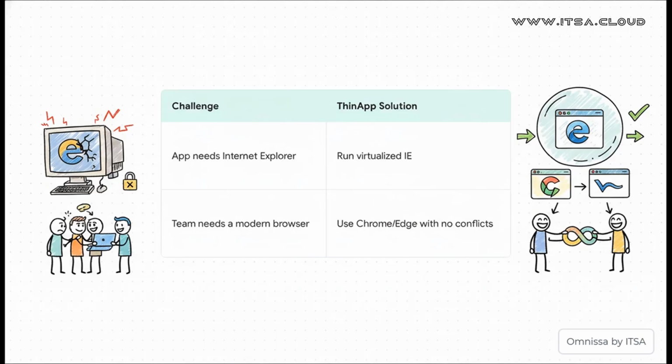Okay, here is a perfect real-world example. Let's say your company has this ancient but critical internal website that only works with an old, insecure version of Internet Explorer. That's a huge security headache. But with ThinApp, you just package that old browser into a bubble. Your team uses it only for that one specific website, while everybody else uses a modern, safe browser like Chrome or Edge for everything else. Problem solved. No conflicts, no security risks.